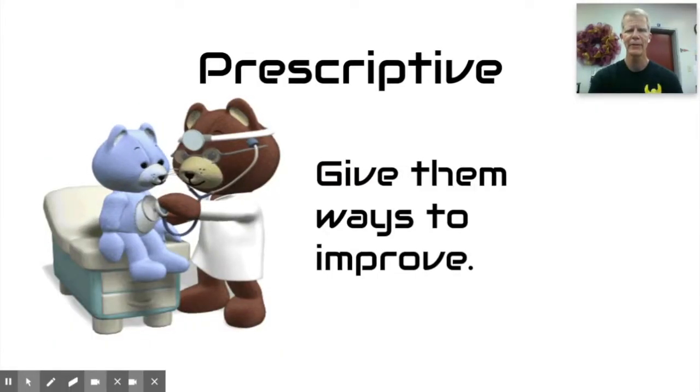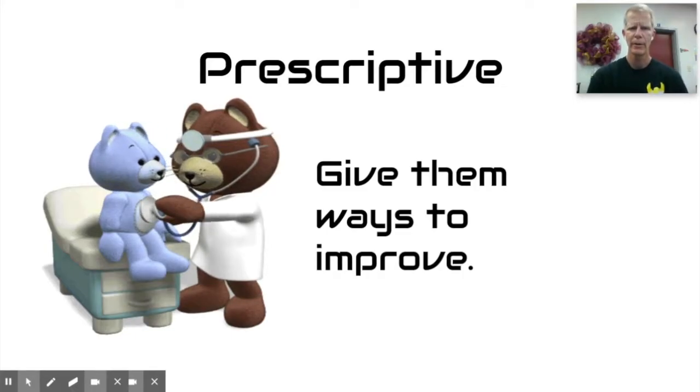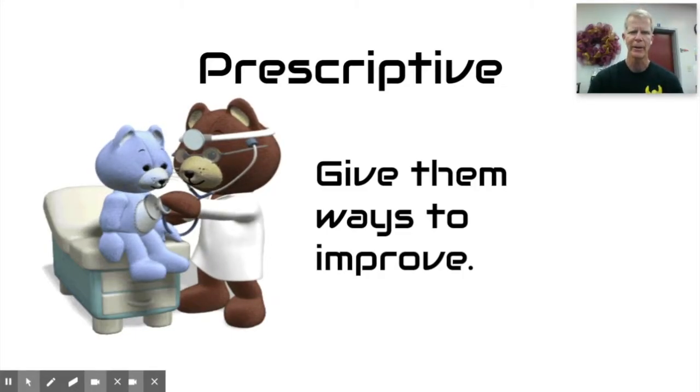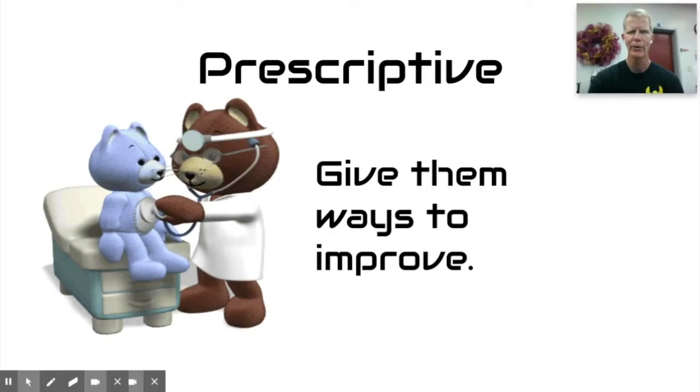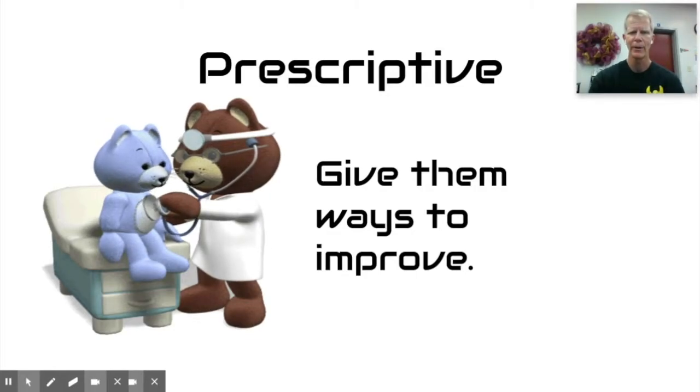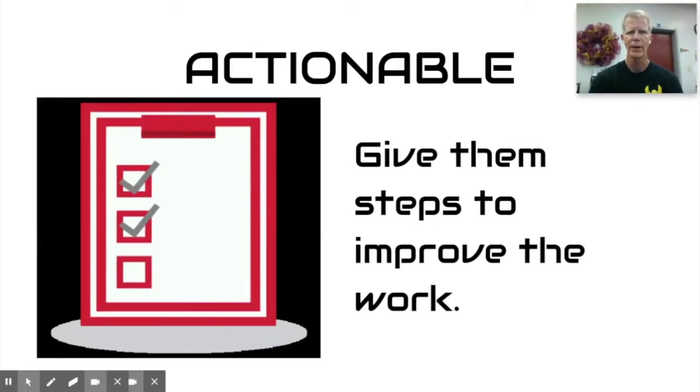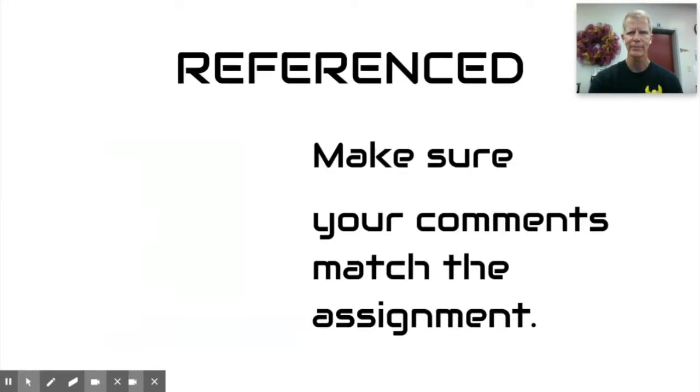We also want our feedback to be prescriptive. This is kind of like going to the doctor. If the doctor writes you a prescription, it's because that's a plan for you to improve. If you follow these steps, you'll get better. That's the same kind of thing we want to do with our feedback for the classwork we're checking for our classmates. We also want our feedback to be actionable. That means we want to give them a list of steps that they can follow to make their work better. You can see it's a lot like the checklist up on the screen.